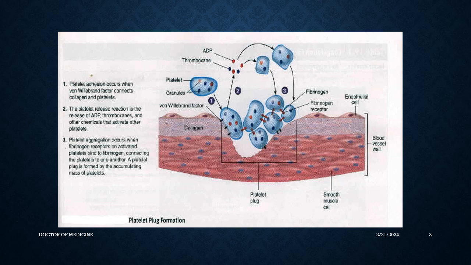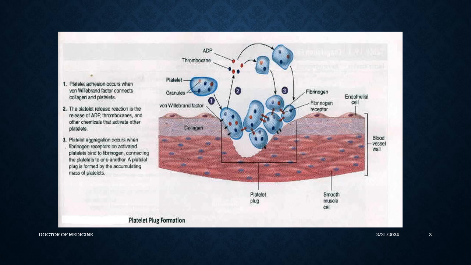Hemostasis is divided into two: we have primary hemostasis and we have secondary hemostasis. Primary hemostasis refers to the formation of a platelet plug. At the site of injury, when blood is exposed to the underlying connective tissue, which consists of collagen fibers, there is activation of platelets, causing them to release certain substances, the granules within the platelets, which initiate primary hemostasis.